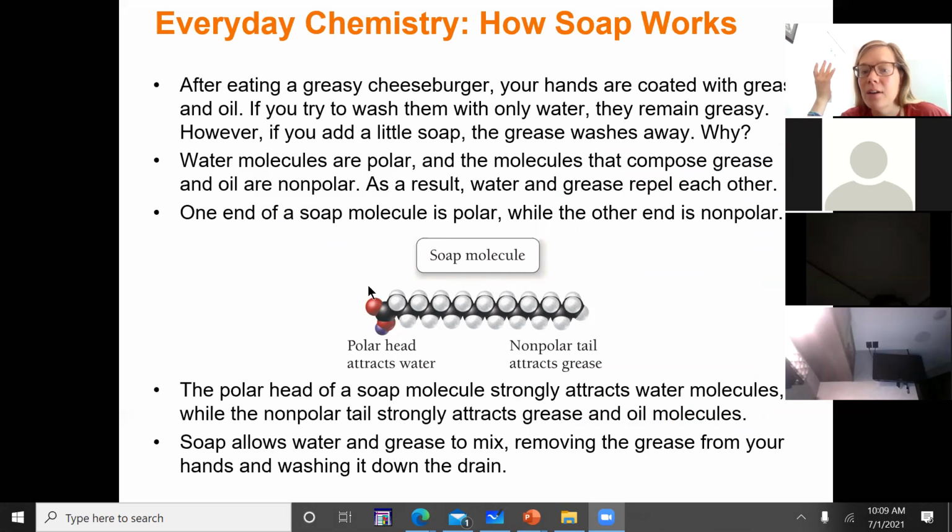So the polar head, or this sort of unbalanced, wonky side, attracts the water. Now the soap is acting like a bridge where the nonpolar tail is sticking to the oil and the polar head is sticking to the water. This side would grab the grease or the oil off of your body, and then this side tags along on the water and runs down the drain. So now you know a simple explanation for how soap works. Okay.